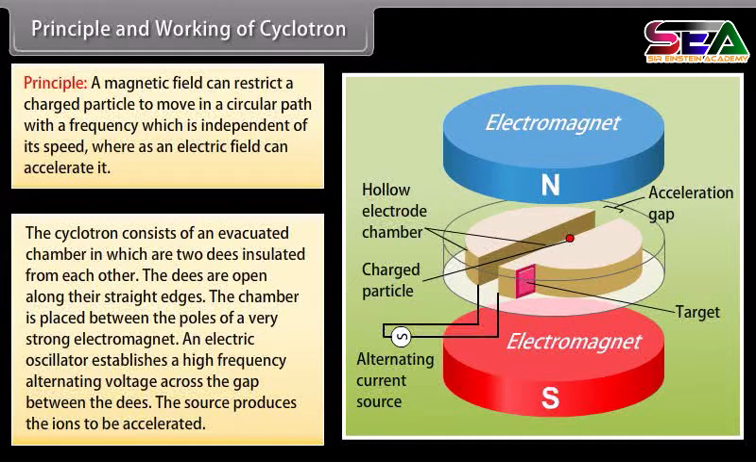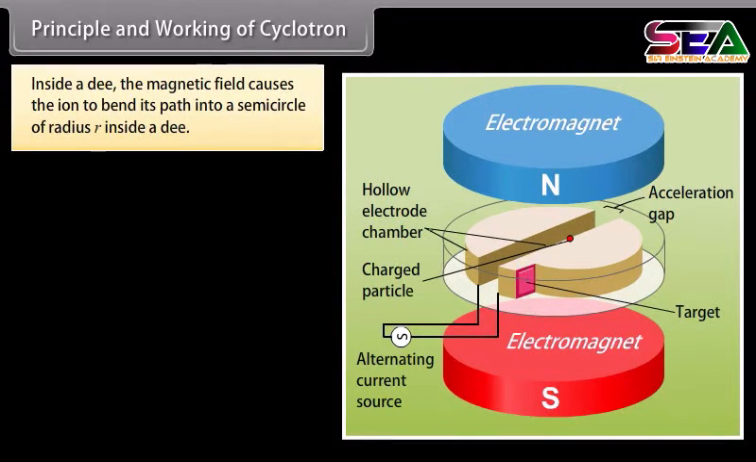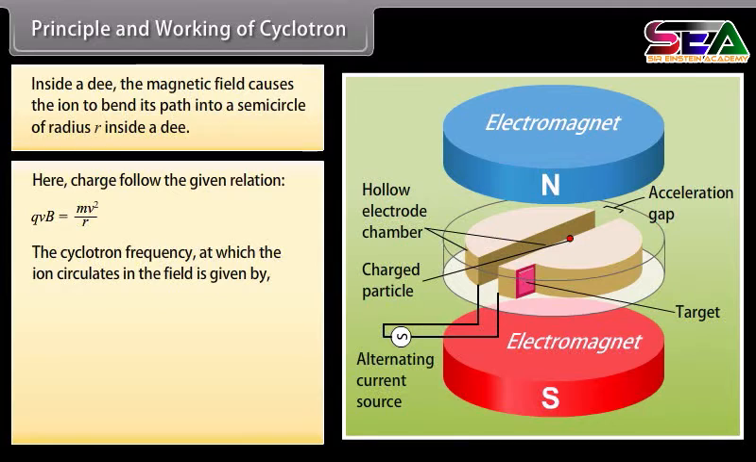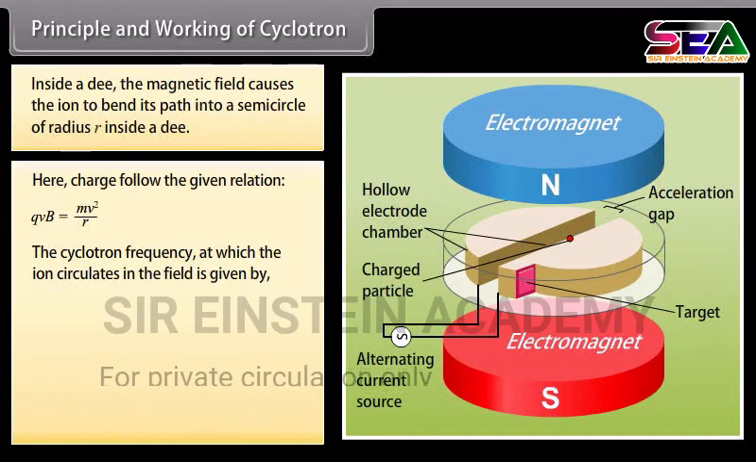Suppose an ion with a positive charge q and mass m is at the center of the gap when D1 is at negative potential with respect to D2. The ion is accelerated across the gap by the electric field between the Ds towards D1. Inside a D, the magnetic field causes the ion to bend its path into a semicircle of radius r. Here, the charge follows the given relation: qvB = mv²/r. The cyclotron frequency at which the ions circulate in the field is given by qB/2πm.